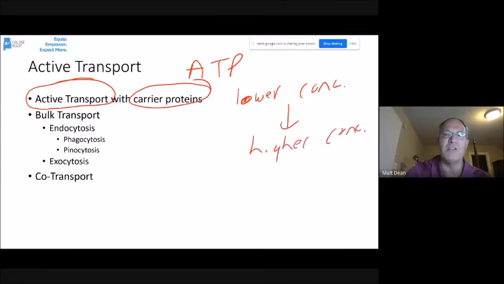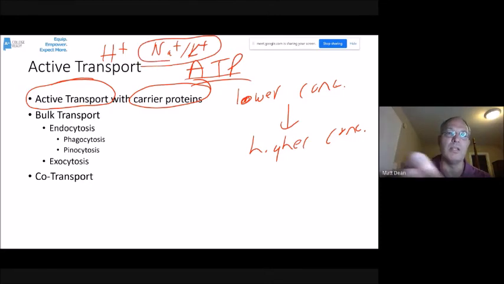which is not the way nature wants to do things typically. Nature is usually moving things in a way that balances out concentrations. In this case, if you're going to move things against concentration, that requires energy, and that energy is provided by ATP. Famous examples of active transport would be the hydrogen ion pumps that are involved in cell respiration and photosynthesis. There's also a pump called the sodium potassium pump that's really important to help your nerves and your brain work.